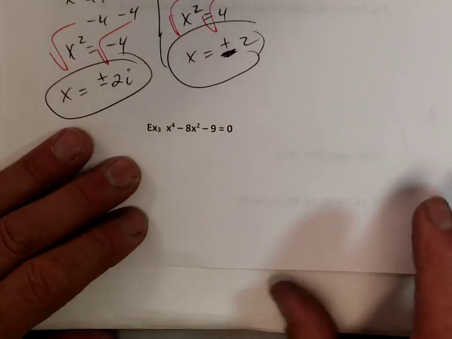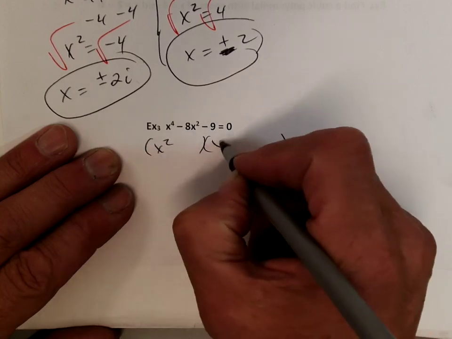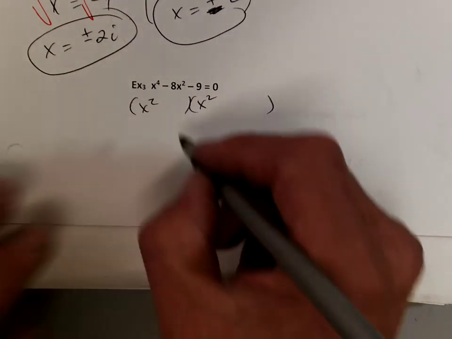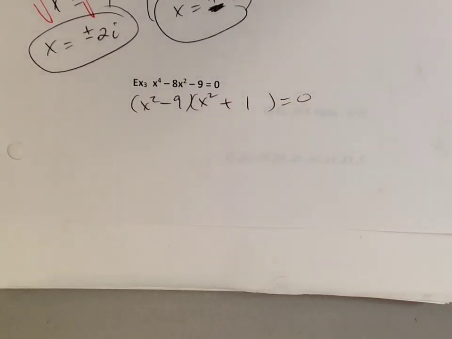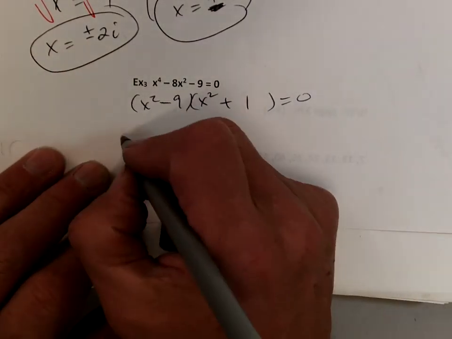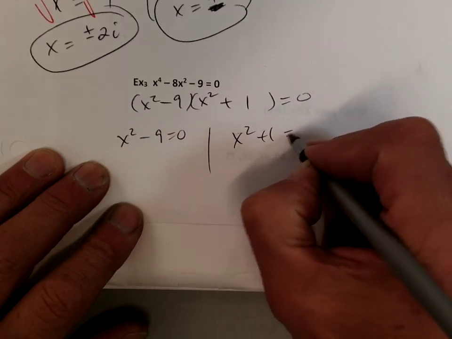Okay, so example 3. Let's factor x squared... What times what makes 9? 3 and 3. Yep. Give me another combination. 9 and 1. Yeah. How about a -9 and a +1? Because that'll make the -8x squared, won't it? Yes. So then I've got my mini equations: x squared minus 9 equals 0, and x squared plus 1 equals 0, right?